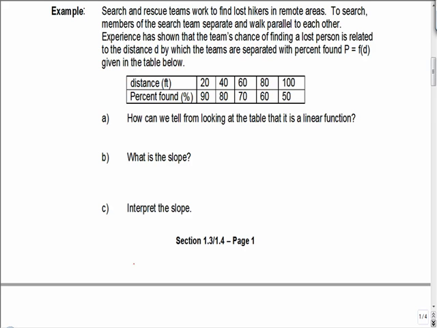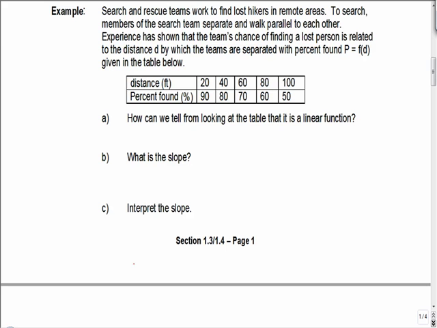So at a distance in feet of 20, 40, 60, 80, or 100, the percent found would start at 90, then go 80, 70, 60, 50. Part A. How can we tell from looking at the table that this is a linear function?